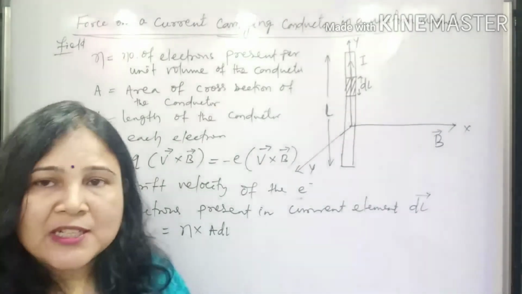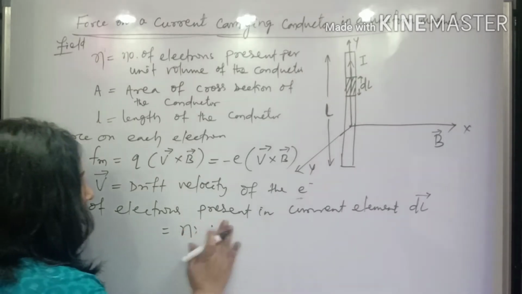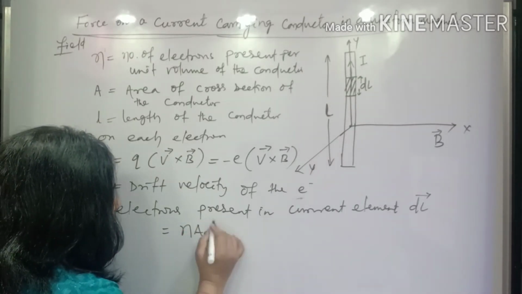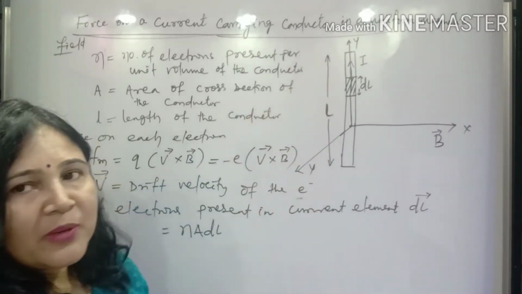What will be left here? That is the number of electrons. So that's NaDl. Okay, so here I can write this is NaDl. So this is the total number of electrons found in that small elementary section.